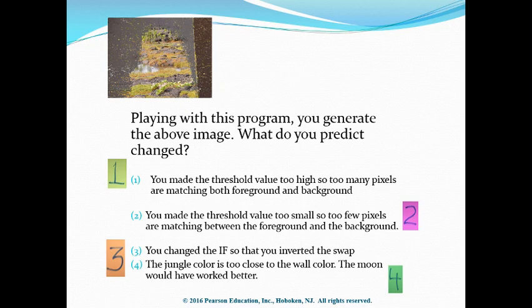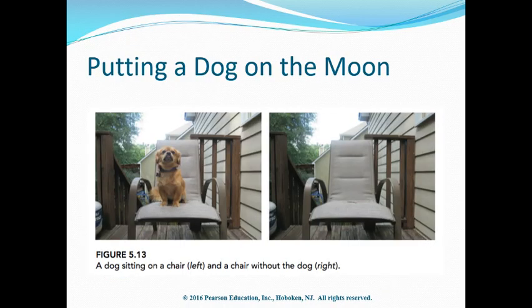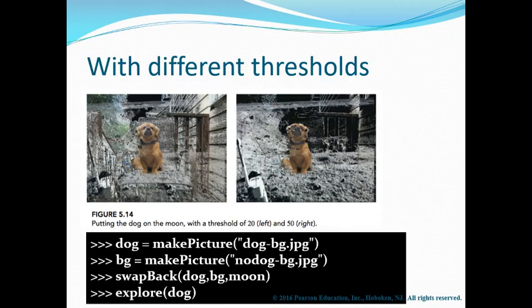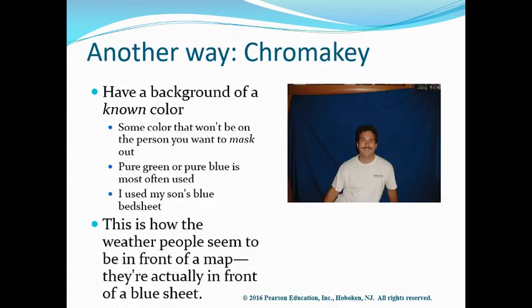So the swap does look like it actually is inverted. So 3, I believe, is the correct answer. Putting a dog on the moon, we can see a dog sitting in the chair on the left and a chair without the dog on the right. We're able to remove the background using our swap background function, and then we can explore the dog picture, and we can see that the dog is placed on the moon.